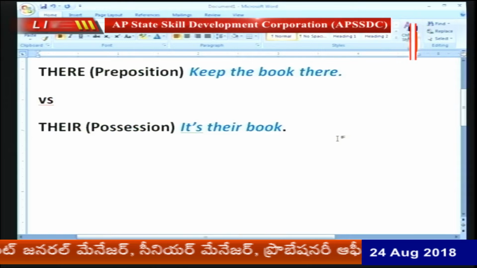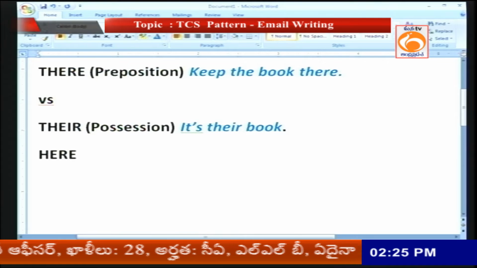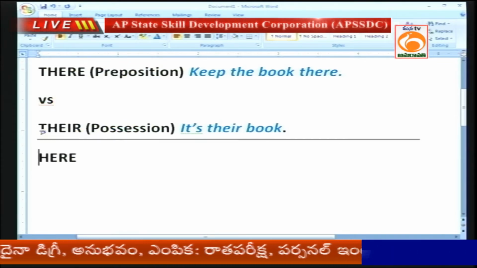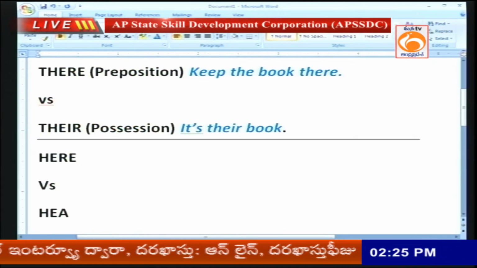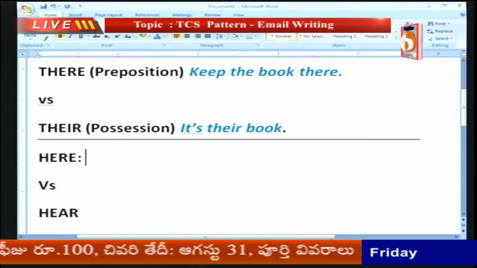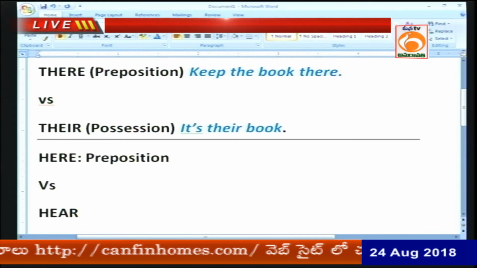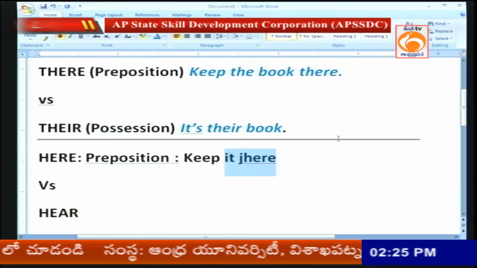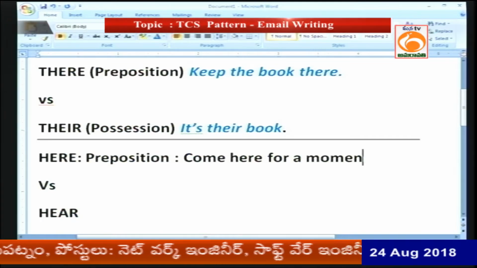Clear? Okay. Now another area where people make mistakes is HERE. Just a moment. Here, here. HERE, again, a preposition. Keep it here, or I can say come here for a moment.